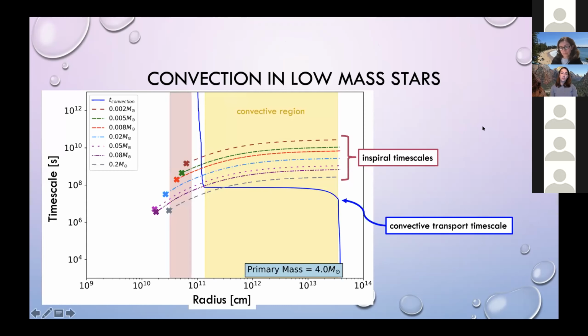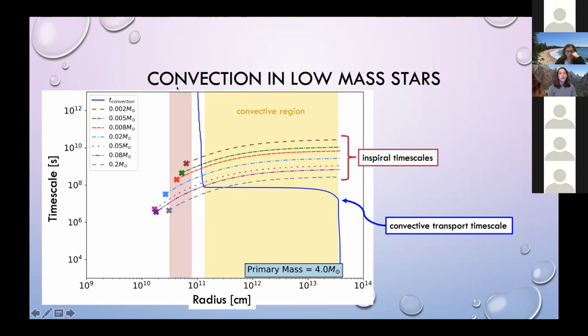First, what I'm showing here is a MESA model of a stellar interior, a 4 solar mass star, with the radius of the star on the x-axis and different timescales on the y-axis. In blue is the convective transport timescale, which is the amount of time it takes for a convective eddy, a convective bubble, to move from some radius in the star out to the surface. In the dashed lines, we have the inspiral timescales, or the time it takes for, in this case, a low mass main sequence star to move from the surface of the star down to some radius. I've shaded the convective region in yellow, which is where the convective timescale is short.